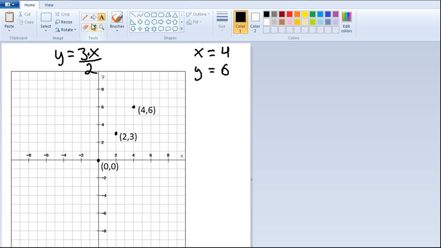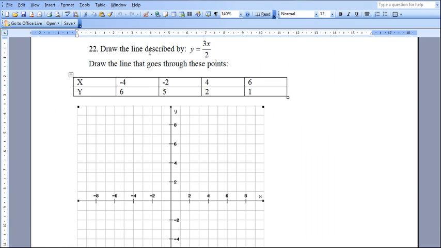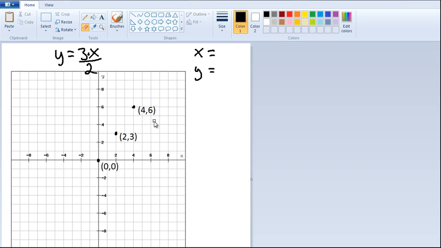Then let's read the exercise again. Draw the line described by this function. It doesn't say how many points we have to use. Actually, we only need 2 points in order to draw a line. So we can actually stop here, but you understand the procedure for how to do this. We can create some more points here.